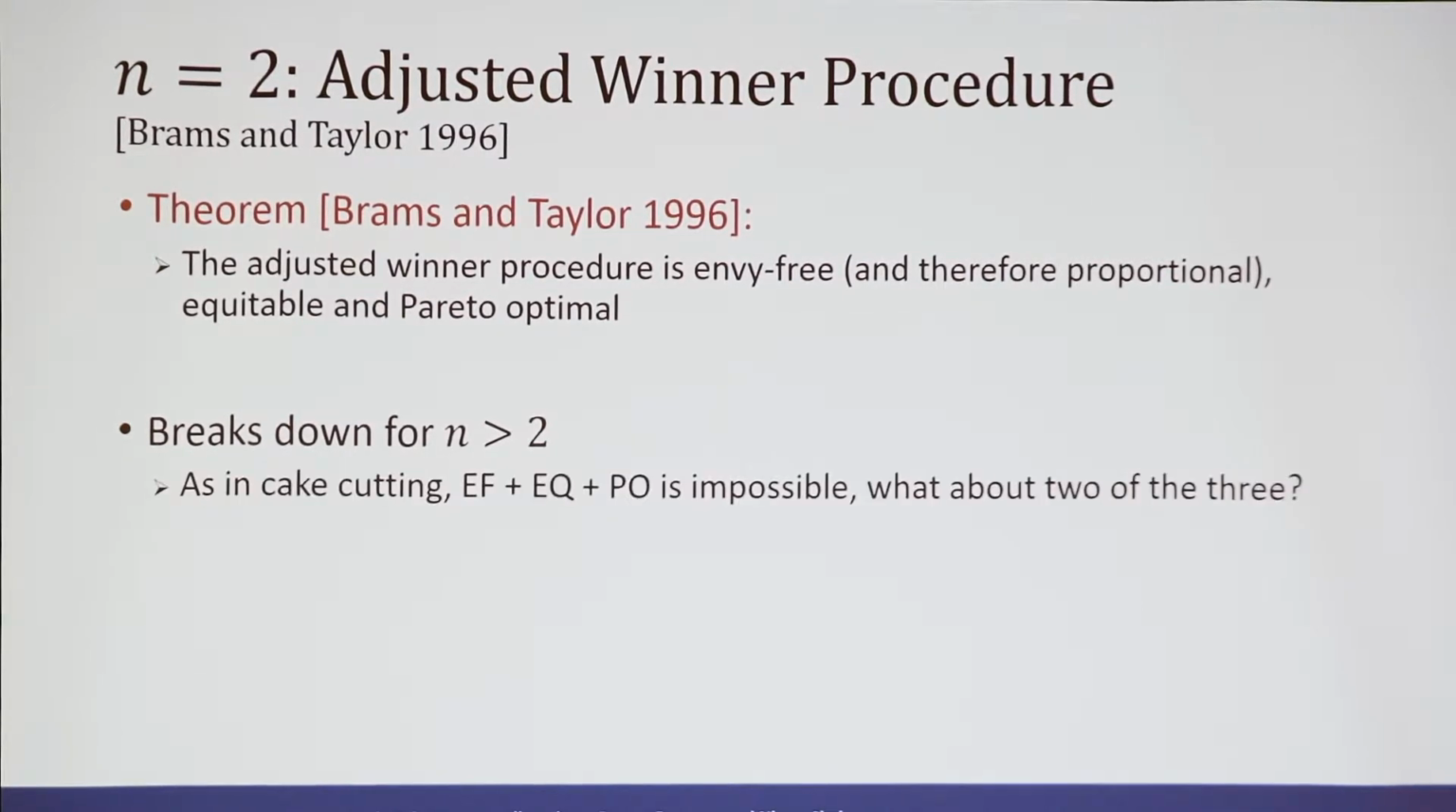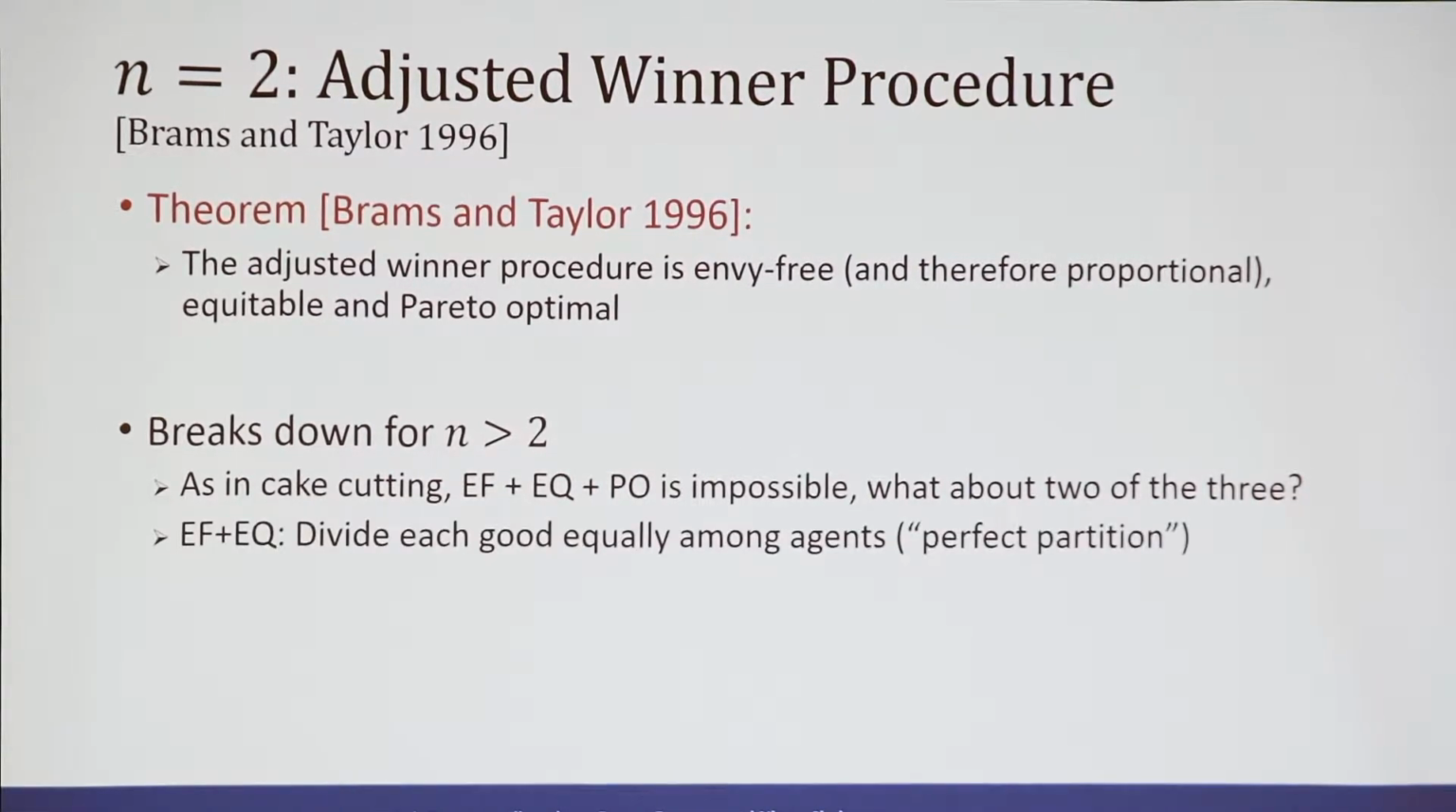Unfortunately, we can't. Right? Because as we saw in cake cutting, envy-freeness, equitability, and Pareto optimality together are impossible. You might hope that they're possible in this very restricted setting, right? Some things do become possible. This isn't one of them. So what about any two of these three properties?